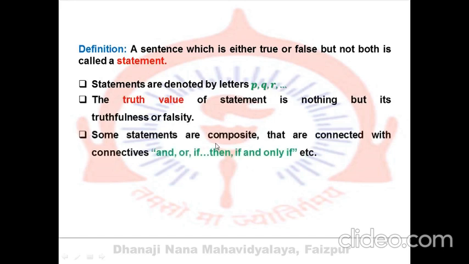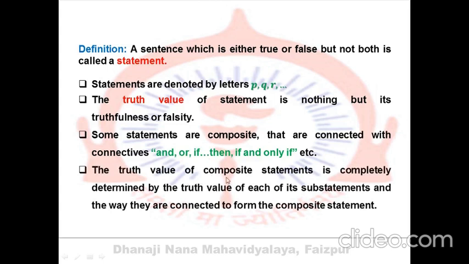Some statements are composite, that are connected with connectives such as and, or, if then, if and only if, etc. The truth value of a composite statement is completely determined by the truth value of each of its substatements and the way they are connected to form the composite statement. That is, the truth value of a composite statement wholly depends on the substatements and the connective by which they are connected.